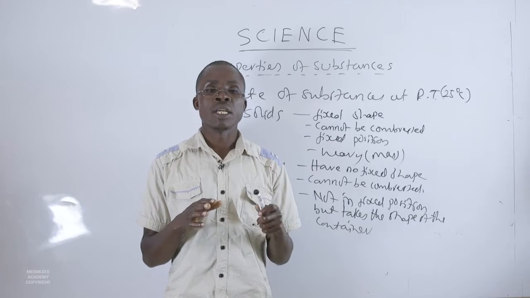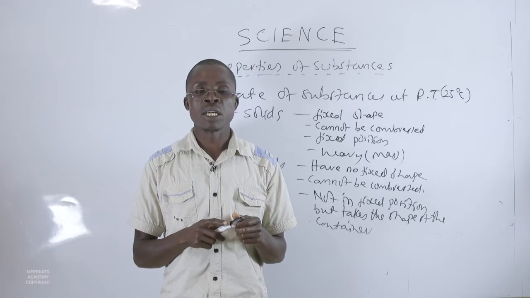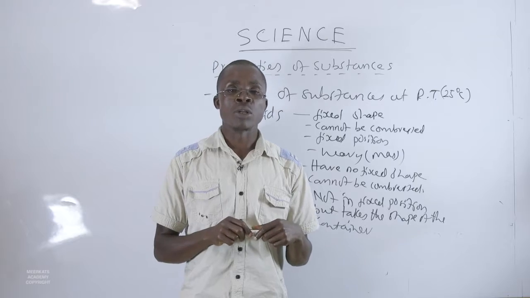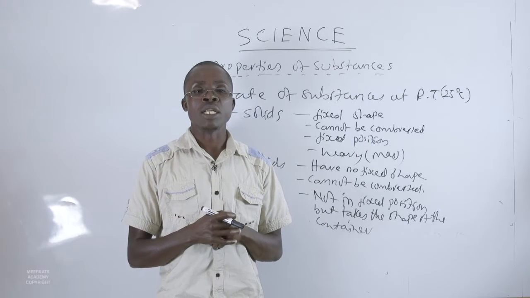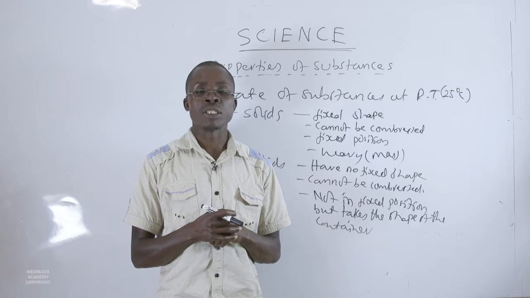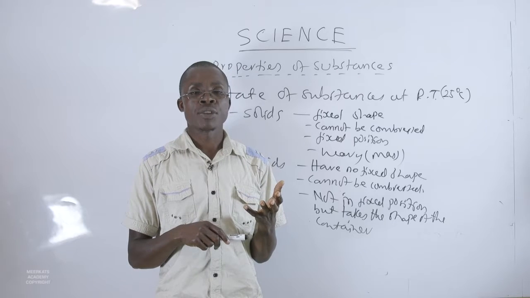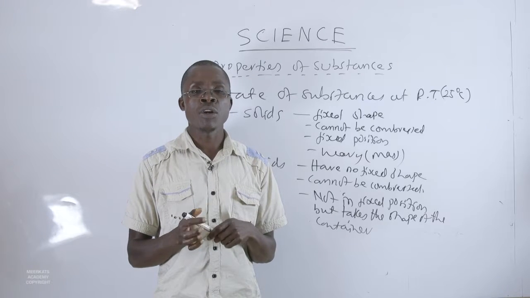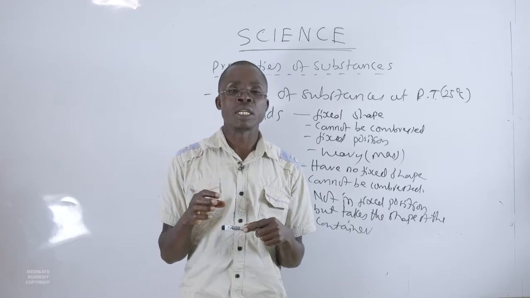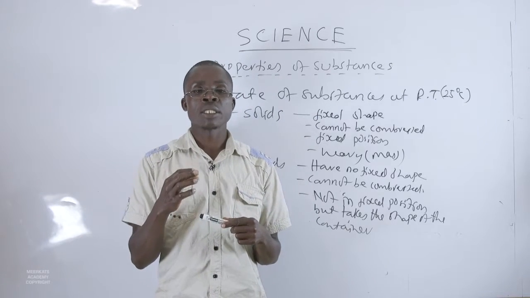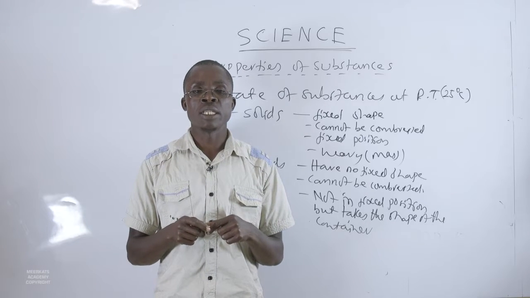So in such cases, there are special ways in which we can explain that, and that will depend on density. Remember, we also mentioned density as a way of describing properties of substances. So when water is at 4 degrees centigrade, it has the highest density.